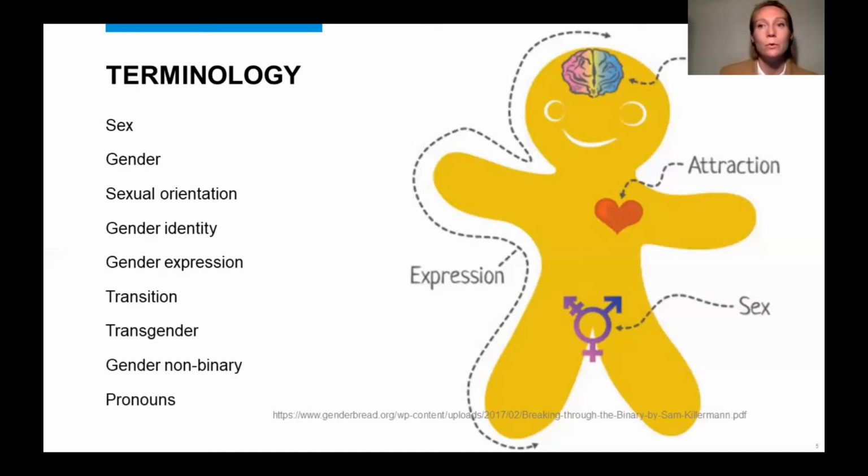Typically, they, them, or theirs will be used by somebody who identifies as gender non-binary or does not have a strong preference for which pronoun is used to refer to them. Specifically, doesn't have a preference between male or female. Some people are okay with the use of any pronouns. Other people have a very specific idea and a specific need to have certain pronouns used when referring to them.